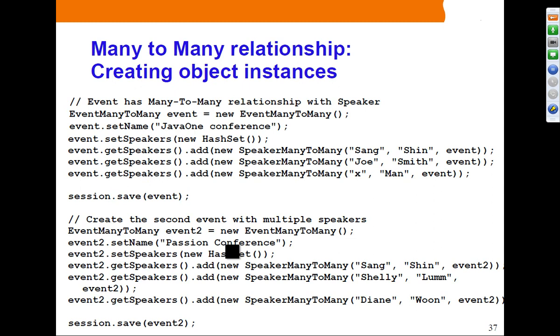In terms of building up the objects, we create the event first, and then we set the name of the event, Java 1 conference. For speakers, we use a hash set and add 3 speakers to that event. This is the first event, and the second event is called the Passion conference. Sang is also speaking in the Passion conference, so Sang is speaking in both the Java 1 conference and the Passion conference. But Shirley and Diane are speaking only in the second conference.